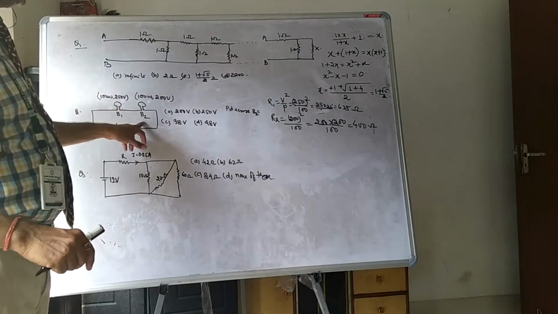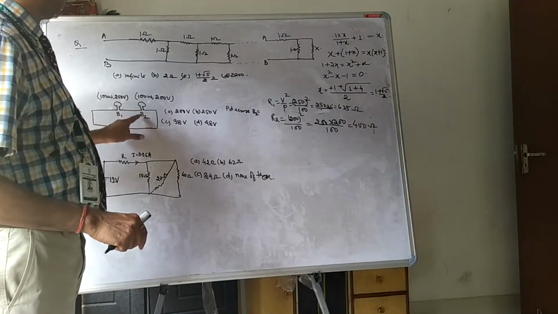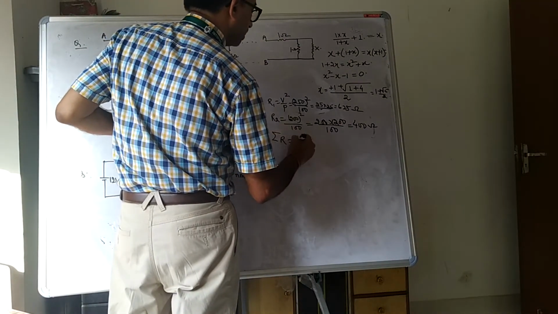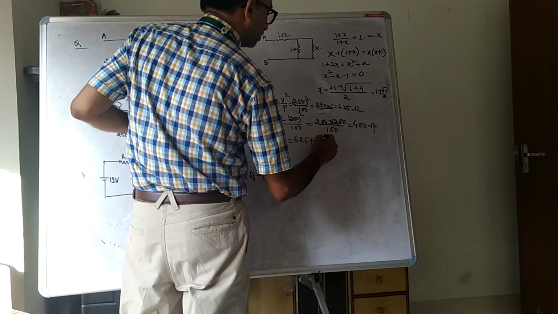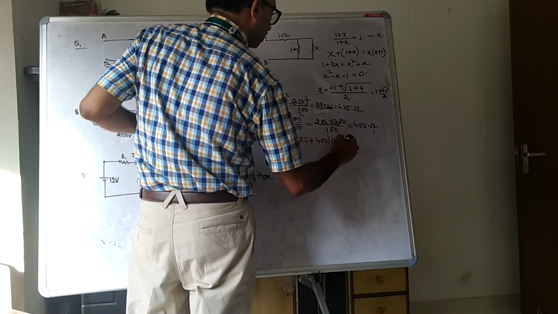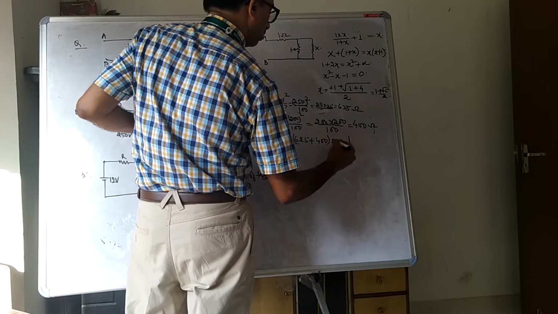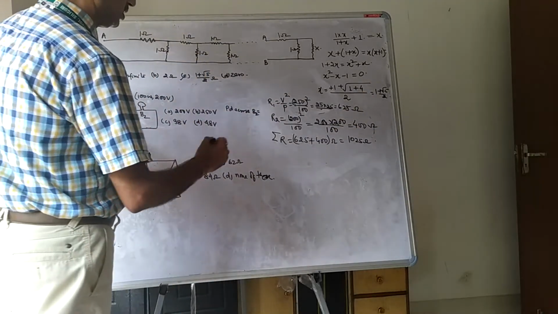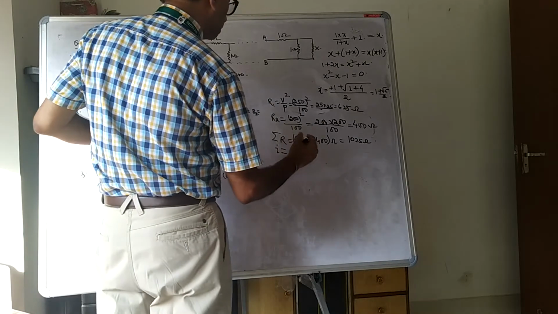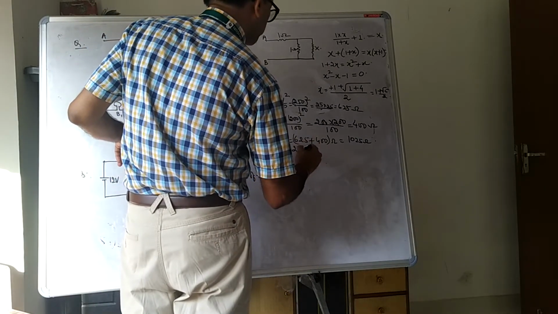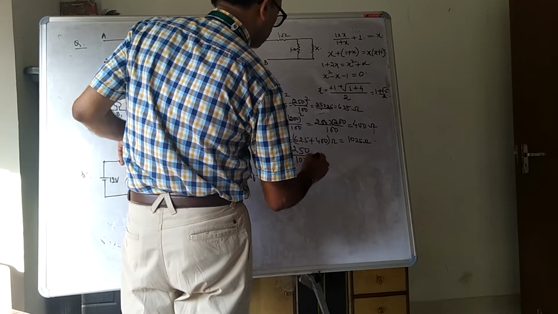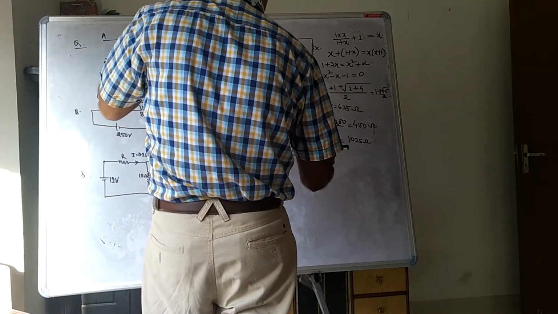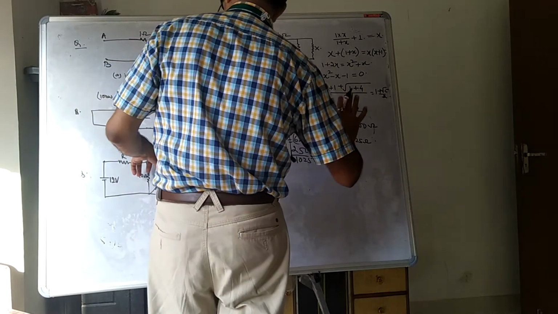Now they have been connected in series. When they are connected in series, what will be the total resistance? The total resistance R will be 625 plus 400, so it will be 1025 ohm. Now what is the current in the circuit? I will be V by R, 250 divided by 1025. When you divide, it will come around 0.24 something.